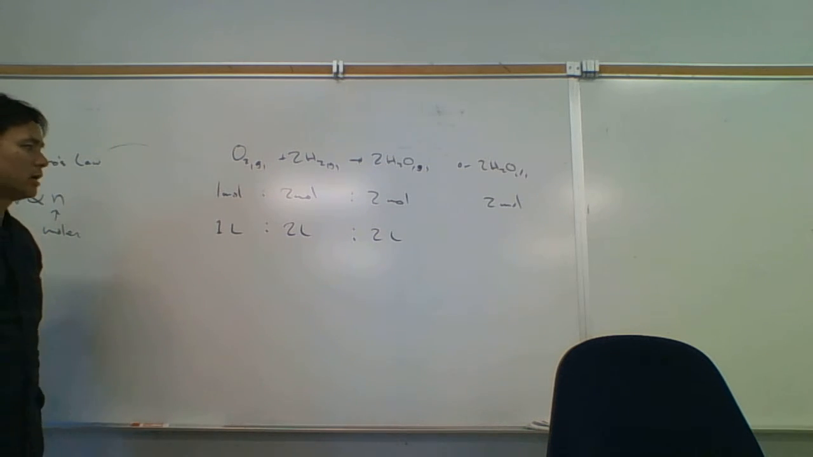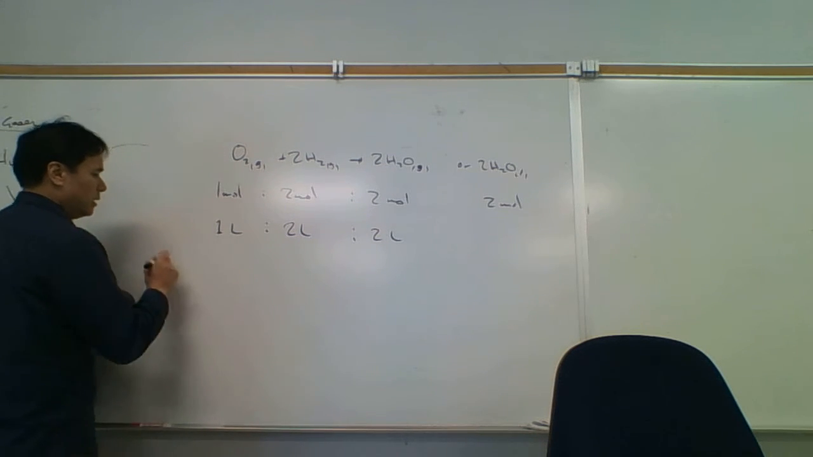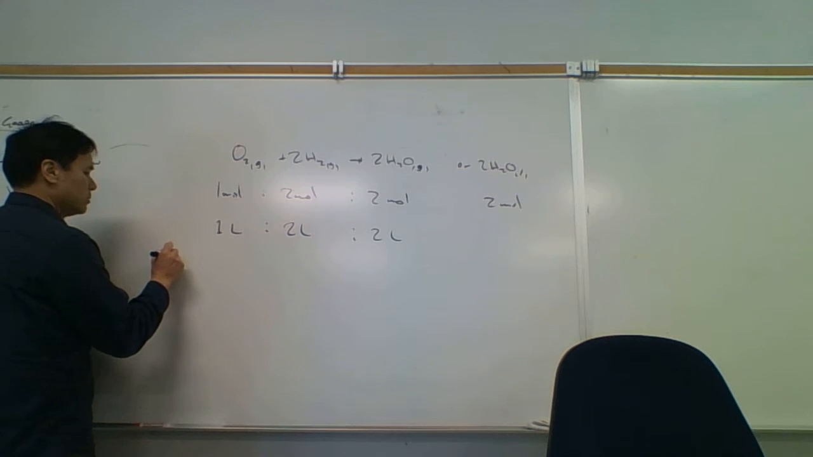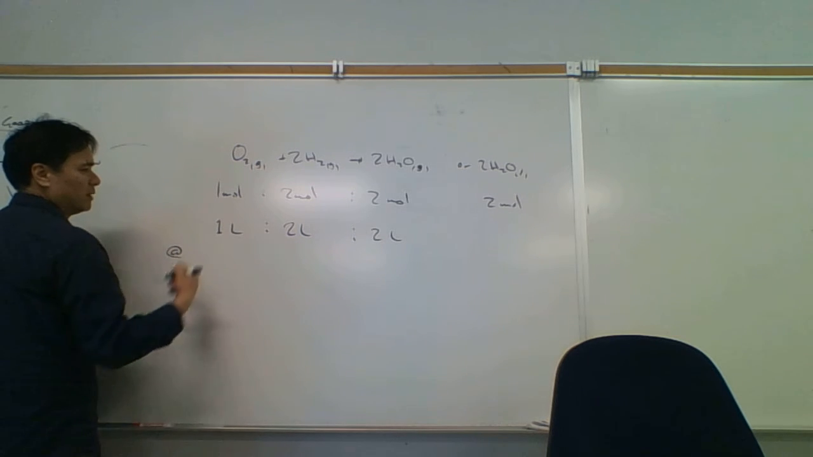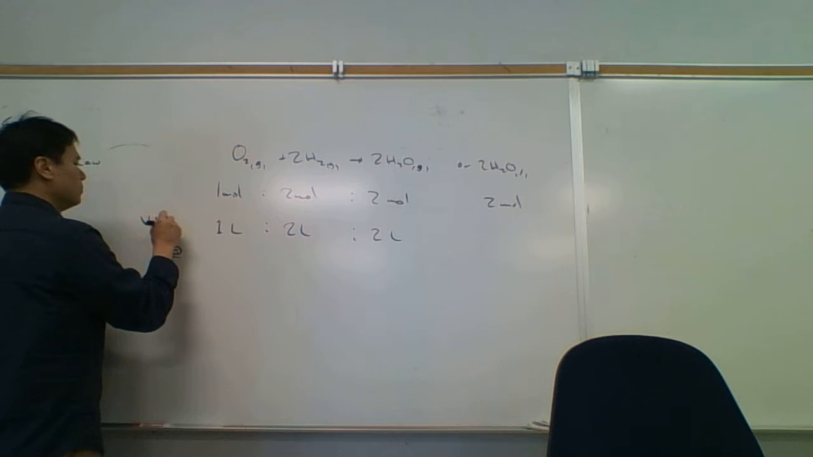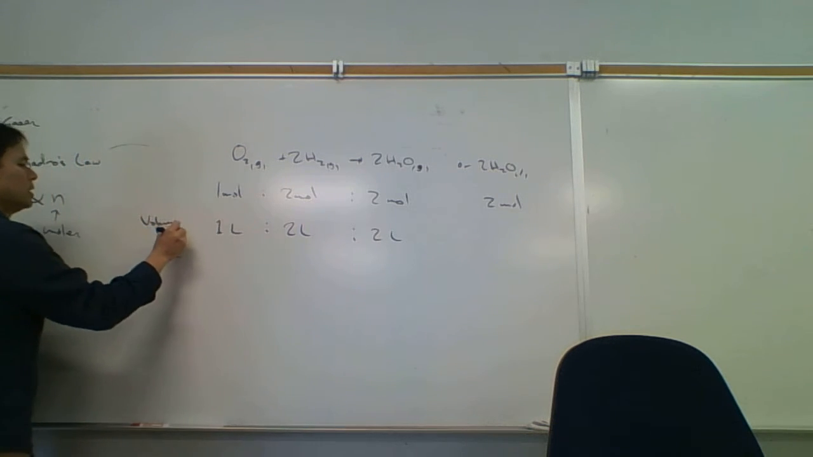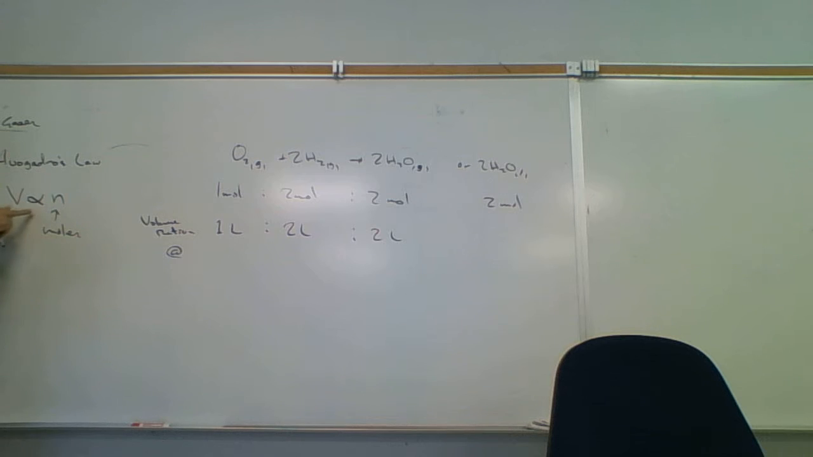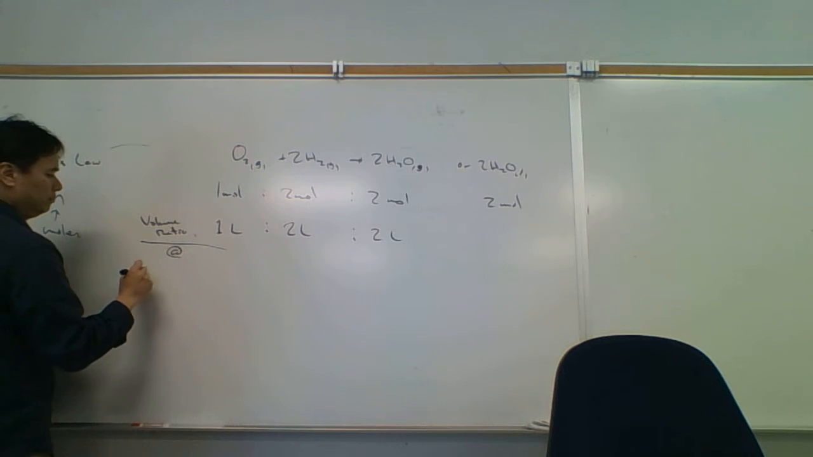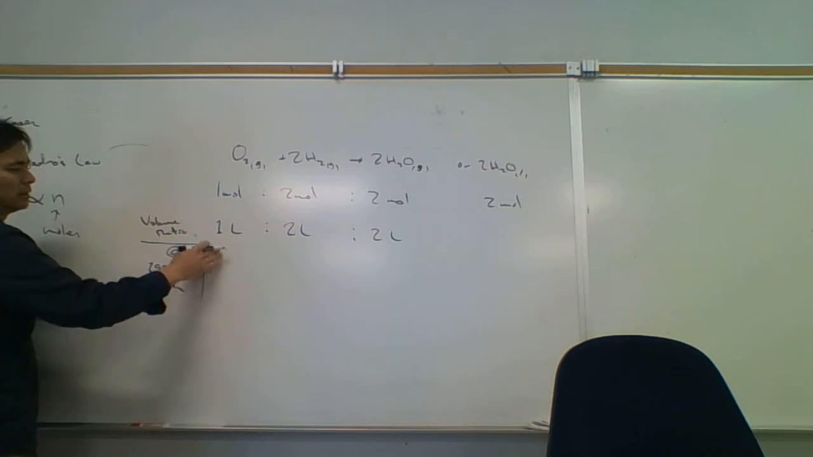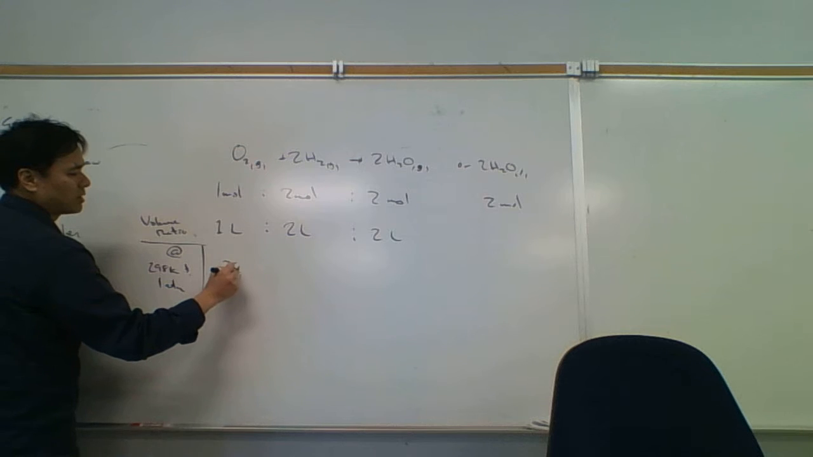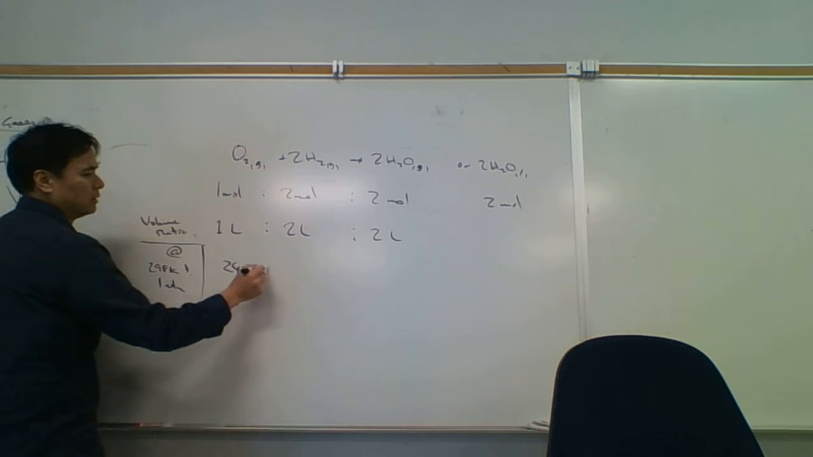But 2 liters depends on the conditions. Typically, we could do it this way. This volume ratio works just like a mole ratio because it turns out that volume is directly proportional to the number of moles. If I look at 298 Kelvin and 1 atmosphere, then a mole of gas occupies a certain volume. A mole of gas occupies 24.5 liters.